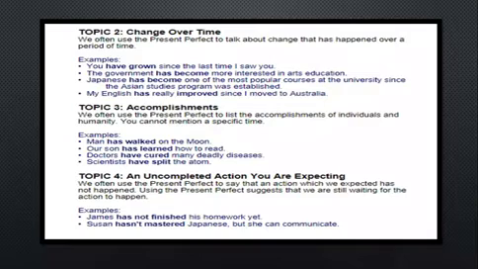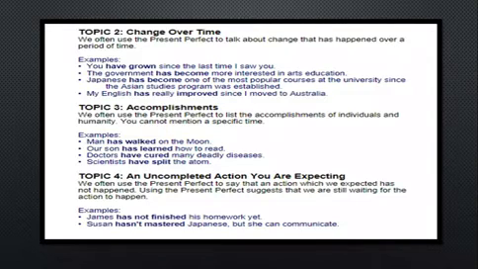Topic 2. Change over time. We often use the present perfect to talk about change that has happened over a period of time. Frecuentemente usamos el presente perfecto para hablar acerca de cambios que han sucedido en cierto periodo del tiempo. Examples. You have grown since the last time I saw you. Has crecido desde la última vez que te vi.